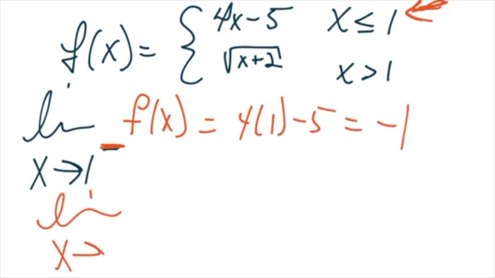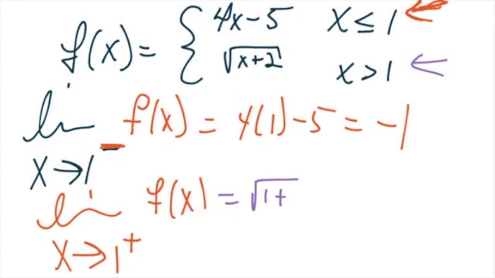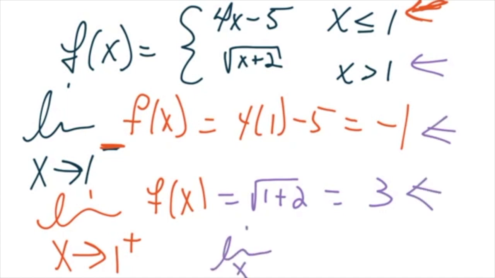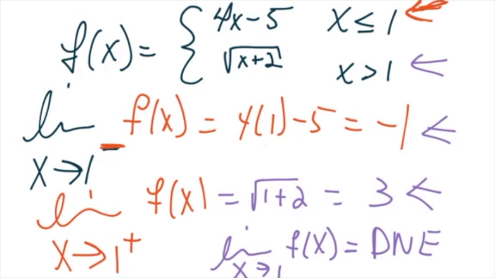If they ask you for the limit as x goes to 1 from the right-hand side, yep, you got it. You're going to use the one from the other side, right? The greater than 1. When you plug that in, you end up getting the square root of 1 plus 2, which we all know and love to be 3. All right, so that would be the left-hand limit, negative 1. Right-hand limit is 3. But if they asked you what's the limit as x goes to 1, you're going to tell them it does not exist. Because as I hope you remember, if the left-hand limit doesn't match the right-hand limit, it's a DNE.